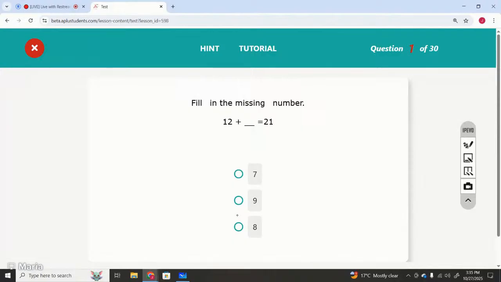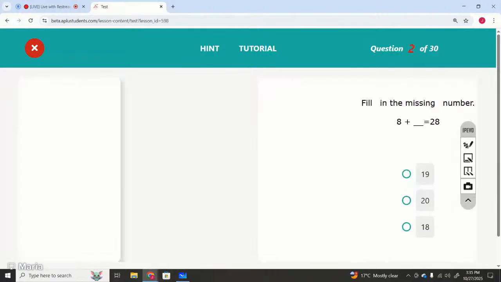Fill in the missing number. 12 plus what number equals 21? 12 plus 9 is 21. Option number 2 is the correct option.